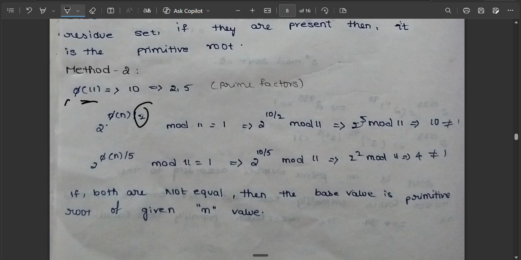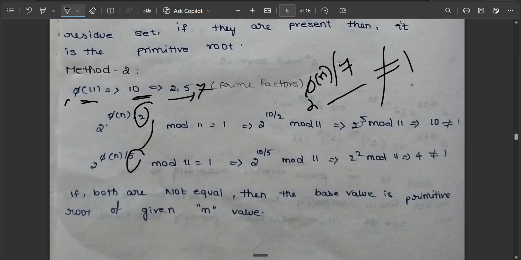And these 2 and 5 are the prime factors of 10. If there is one more prime factor, if you consider, for example, 7, then you have to find the value for 2 power Euler Totient function of n by 7, and these values should also not equal to 1. Only then we can say that 2 is the primitive root of 11.